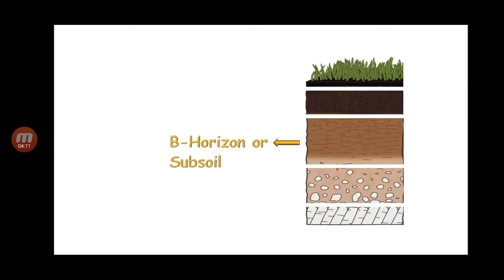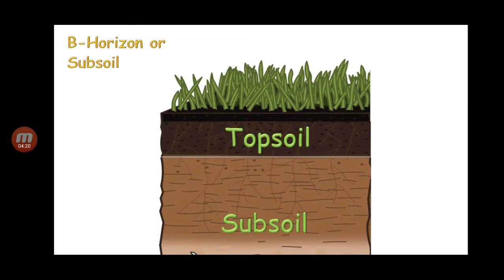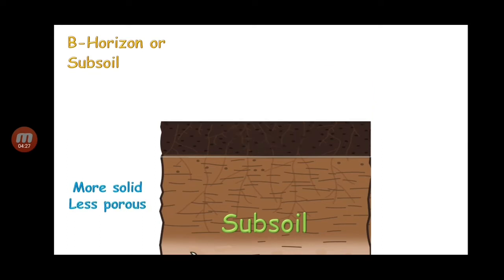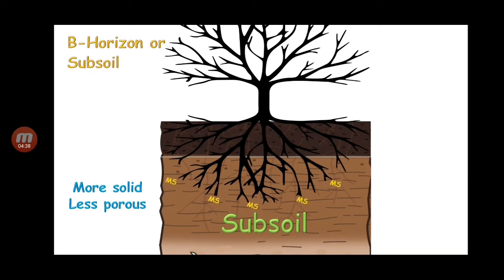B horizon or subsoil. Below topsoil is the B horizon or subsoil. This layer is more solid and less porous. It is deeper, and so the roots of only big plants reach this layer. This layer does not have humus, but it is rich in mineral salts that the roots of big plants absorb from here.